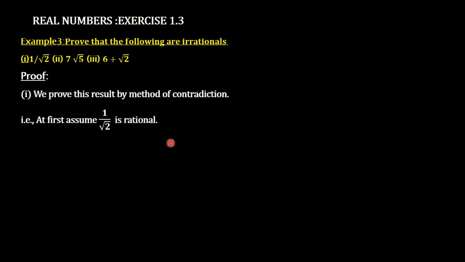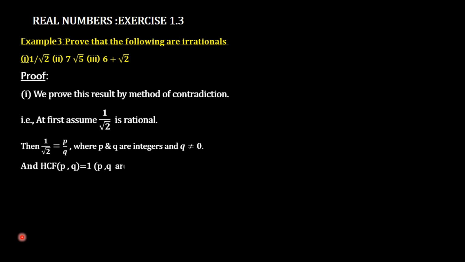At first, assume 1 by root 2 is rational. Then 1 by root 2 equals P by Q, where P and Q are integers, Q not equal to 0, and HCF of P comma Q equals 1. P and Q are coprime. This is our usual step. What to do next? It is a very simple problem to proceed.